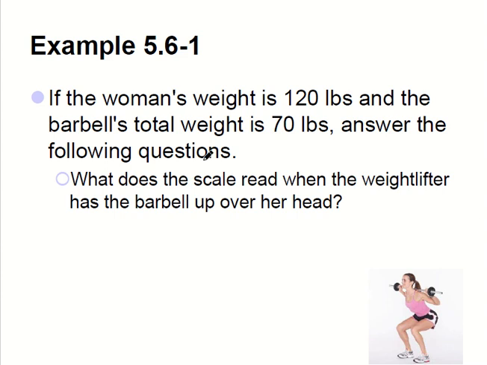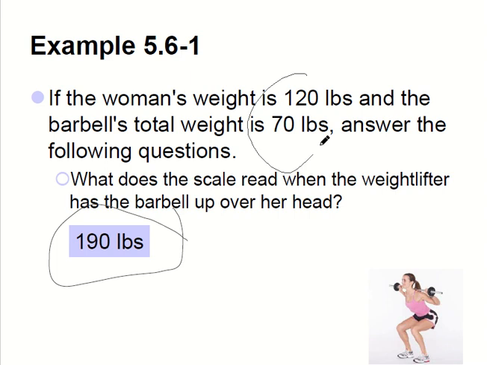Okay, so the next question is, what does the scale read when the weightlifter has the barbell up over her head? Now she's going to lift it up, and we have to come up with the weight. It doesn't matter whether she lifts it on her shoulder or up above the head, your total weight is going to be this.